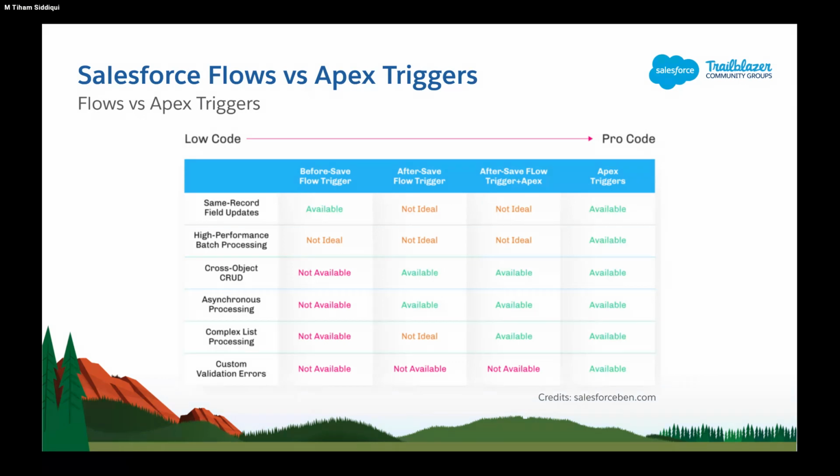Okay, this is a bit older, but still relatable. You see the left side is low code, and on the right-hand side you see pro code. First we have before-save flow trigger, then after-save flow trigger, then after-save flow trigger plus Apex, and then we have Apex trigger. You see the availability in each context.